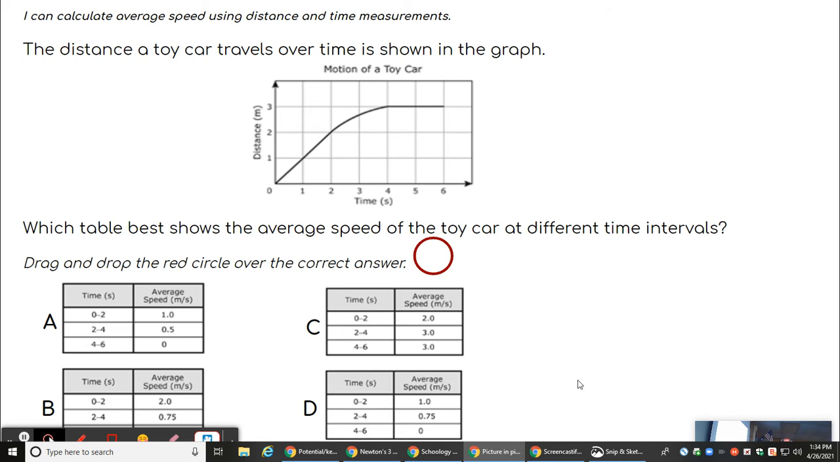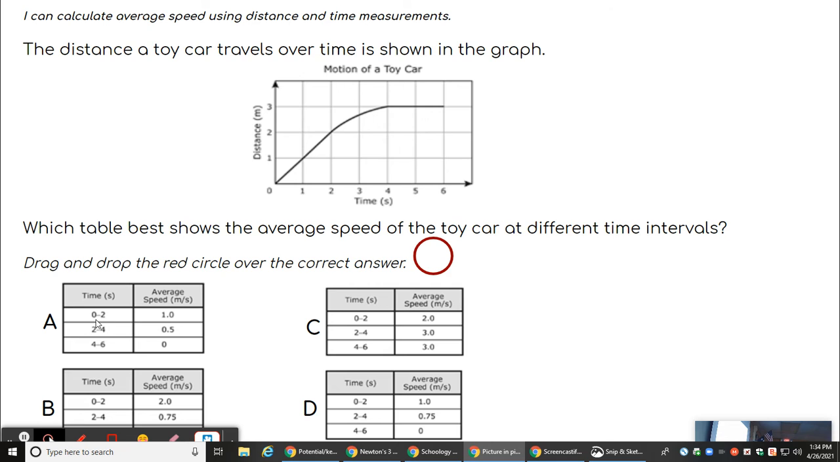I can calculate the average speed using distance and time measurements. The distance a toy car travels over time is shown in the graph. So which table best shows the average speed of the toy car at different time intervals? So remember, speed equals distance divided by time.